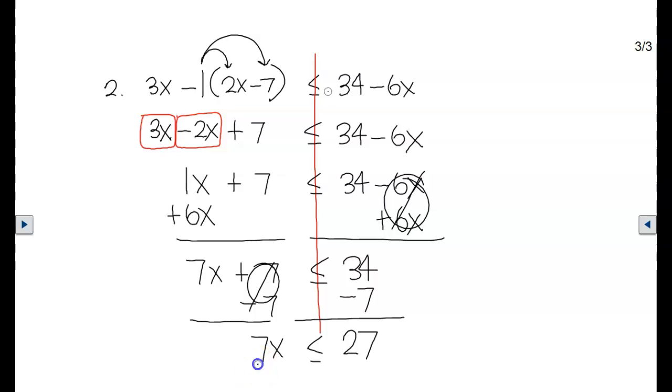And then undo it. Multiply or divide. I'll divide both sides by 7. Is this a flipper? The answer is no, because I divided by a positive 7, so I get x is less than or equal to 27 over 7.